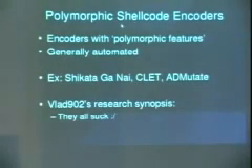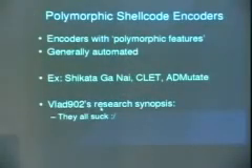And polymorphic shellcode encoders are generally automated, and they include features of both encoders and polymorphism. Examples are Shikata Ga Nai, which is the Metasploit basic one. I don't know if it's that anymore with the new version, but I think it is. Clet, and then ADMmutate. And at ToorCon, Vlad presented a talk on shellcode polymorphism and encoders.